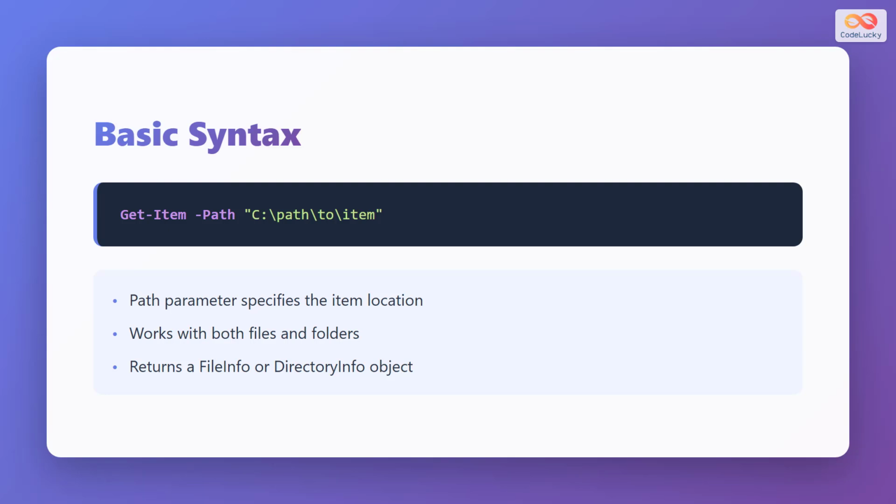The basic syntax of Get-Item is straightforward. You use the command Get-Item followed by the Path parameter, which specifies the location of the item you want to retrieve. For example, Get-Item -Path followed by the path in quotes, such as C:\path\to\item. The Path parameter tells PowerShell exactly which item you want to examine. This syntax works for both files and folders. When you run this command, PowerShell returns either a FileInfo object for files or a DirectoryInfo object for folders, both containing rich property information.